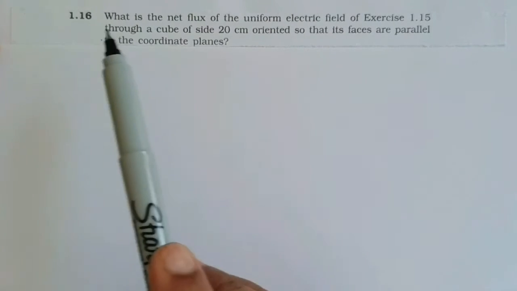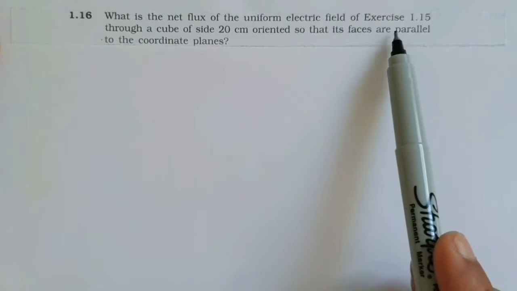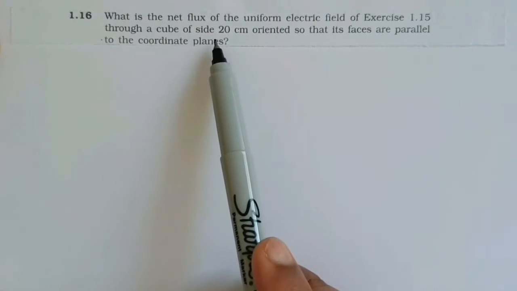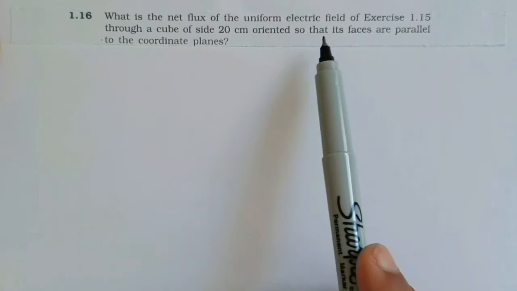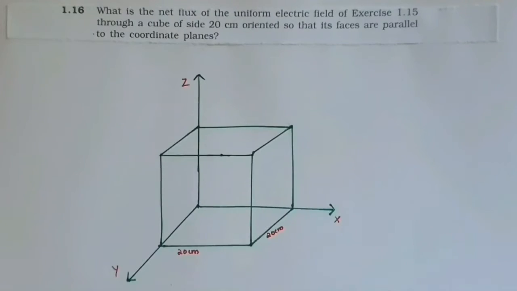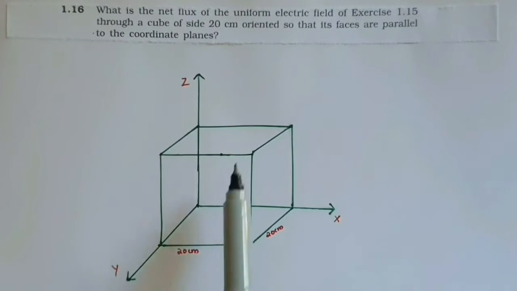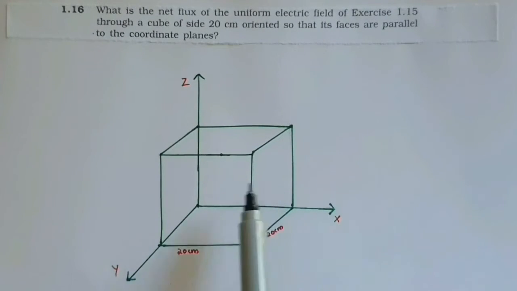Question number 16. What is the net flux of the uniform electric field of exercise 15 through a cube of side 20 cm oriented so that its faces are parallel to the coordinate planes? Consider a cube with sides 20 cm. Let x, y, z be the coordinate axis. Here, all the faces of the cube are parallel to the coordinate planes.